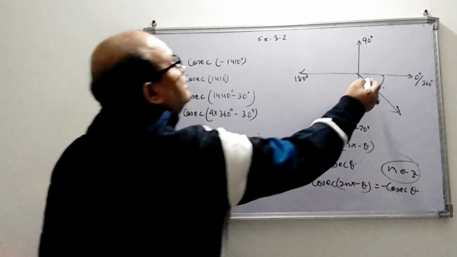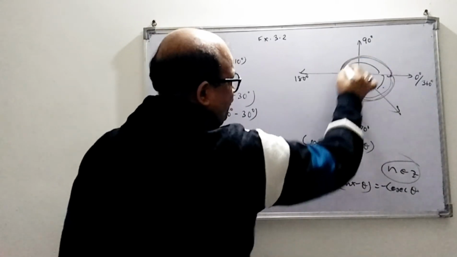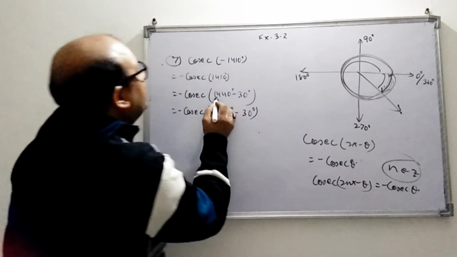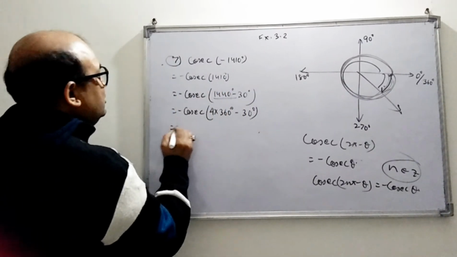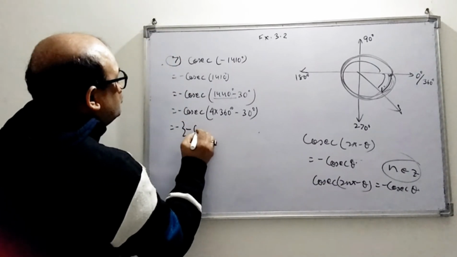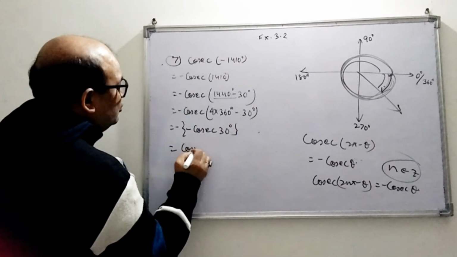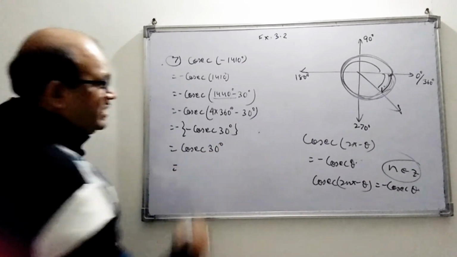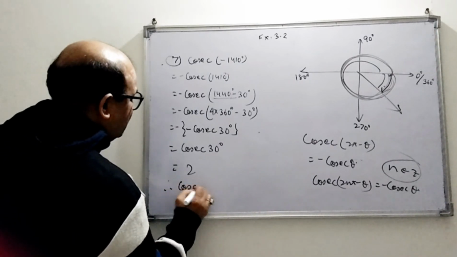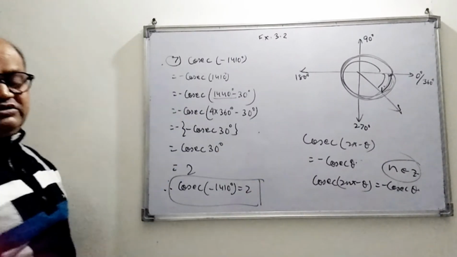See, 1 times 360, twice 360, 3 times 360, 4 times 360. From here you are subtracting 30 degree, then it becomes 1440. So cosec of 2n pi minus theta is minus cosec theta. So minus of minus cosec 30 degree. Minus becomes plus, that is equal to cosec 30 degree. Now cosec 30 degree is 2. So therefore cosec of minus 1410 degree equals 2.